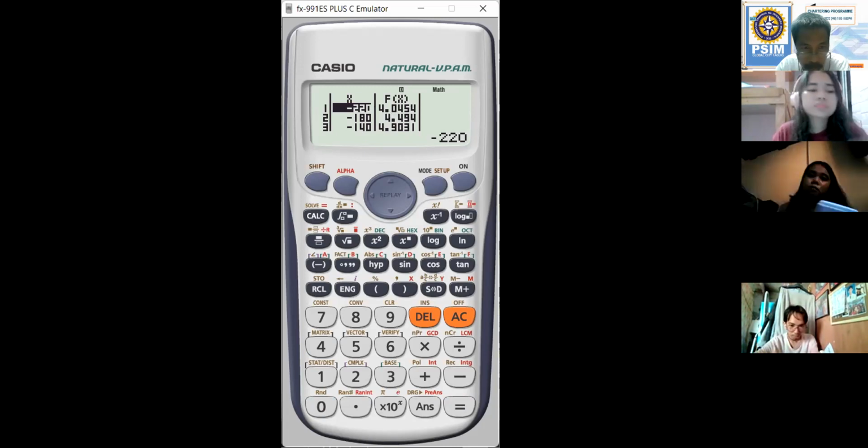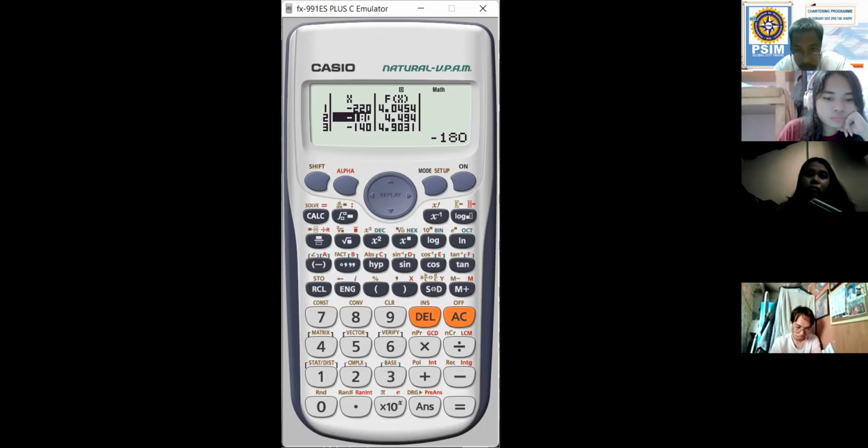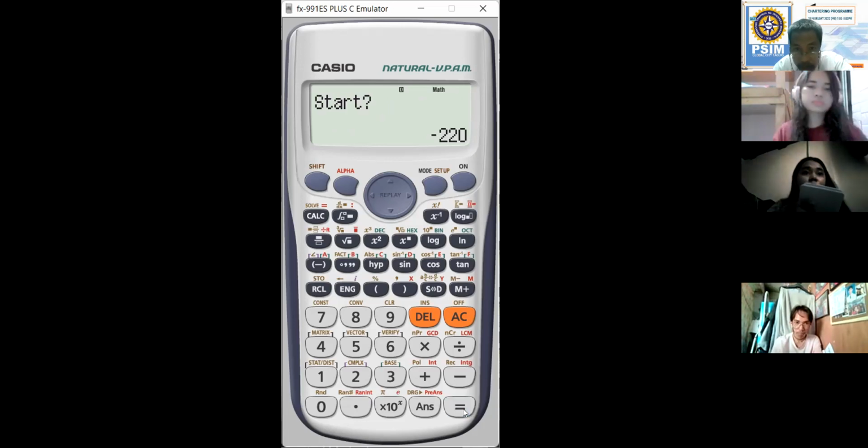4.0454. The prediction in the textbook is 4.05. Oh, so we are equal, no? We already have this answer before. So let us do the step 20. Let us do the step 20 here.